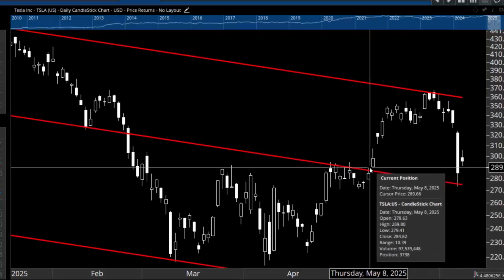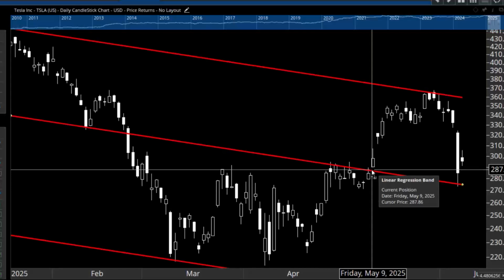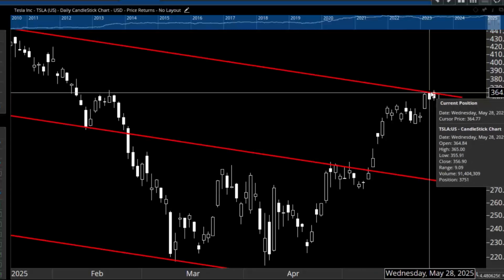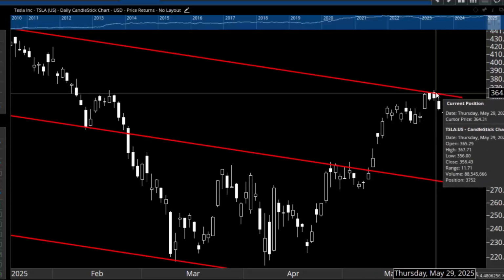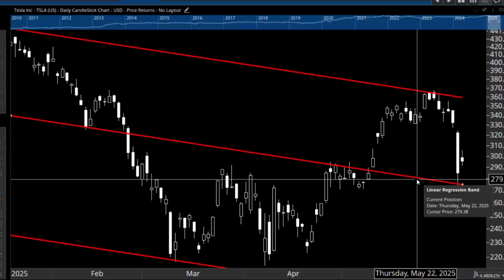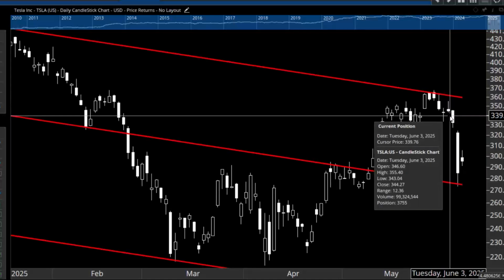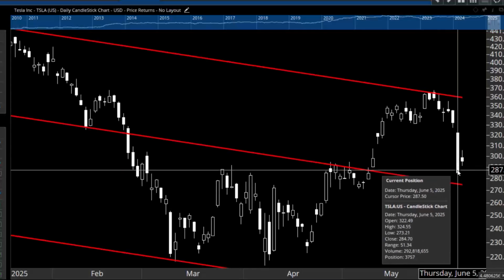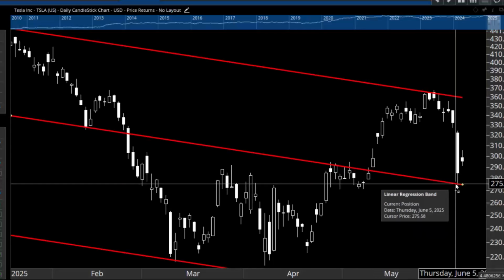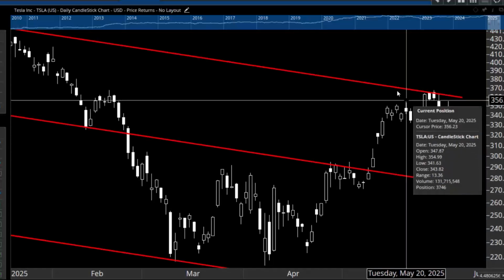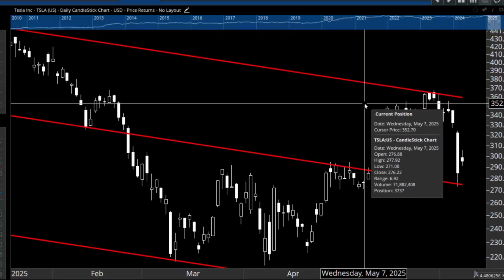So again, it is objective, but where you decide to enter and exit is completely up to you. Now, as we get closer to the upper band, 2 standard deviations from the linear regression, we see this acting as an area of resistance, and Tesla stock starts falling downwards. And then once it gets this mean reversion back to the linear regression, it's actually holding up as an area of support.